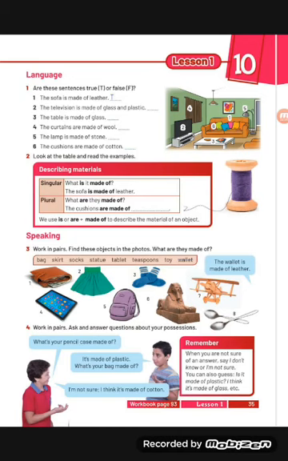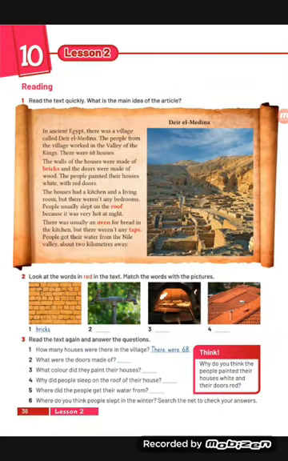Now, let's turn to page 36. We have a reading passage here. Read the text quickly. You have to read it silently, but as we are recording online, I'm going to read it myself. You have to read the passage and decide what is the main idea of the article. This article is talking about Deir el-Medina. Deir el-Medina, it was a small village in Egypt. Are you ready? Let's start.